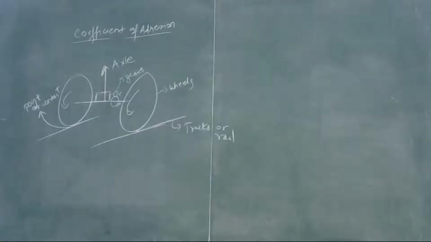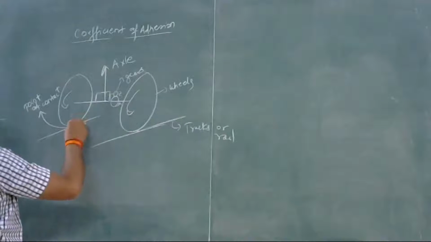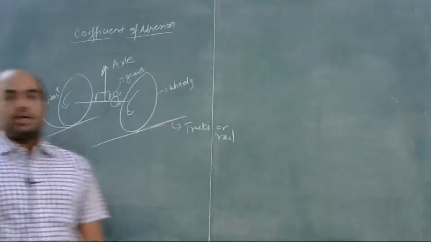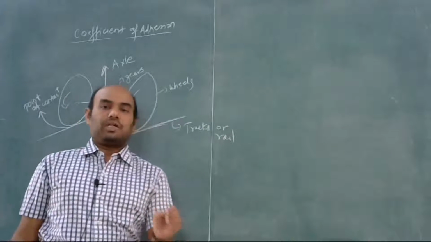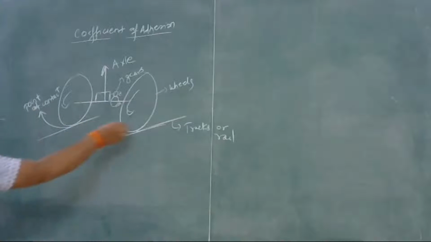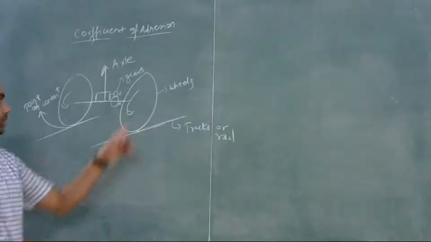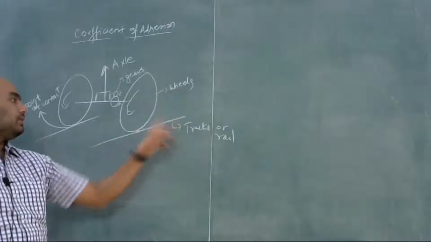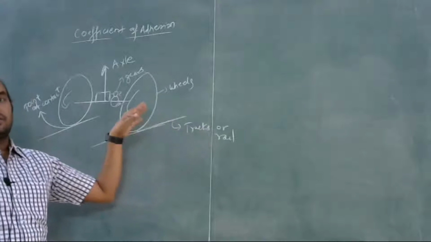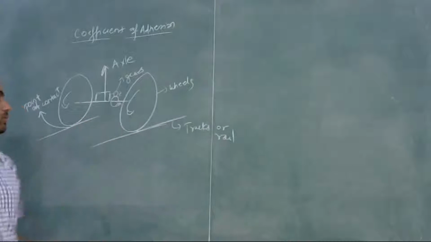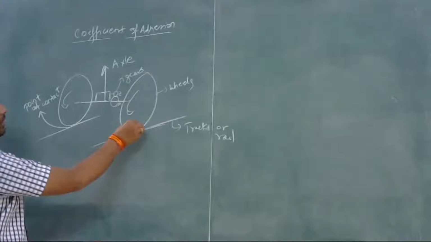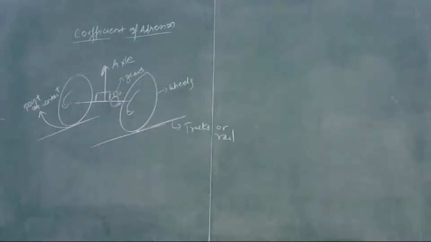So there should be adhesion between wheel and track. Adhesion is something analogous to friction. So there must be friction between these wheels and tracks. If there is no adhesion, the wheel will slip on the track and there will be no forward motion of the wheel. So there should be adhesion between the wheel and tracks.